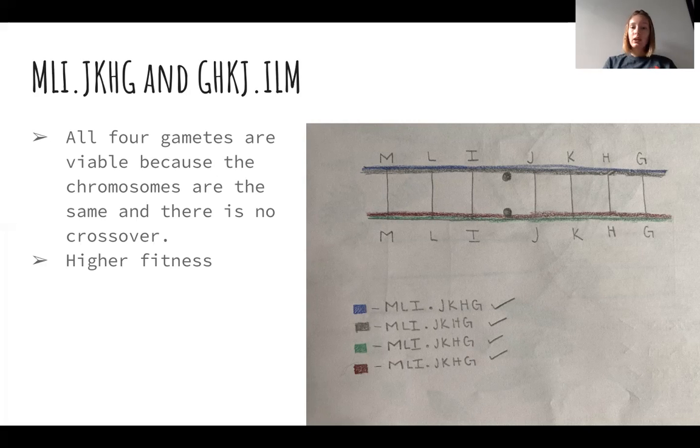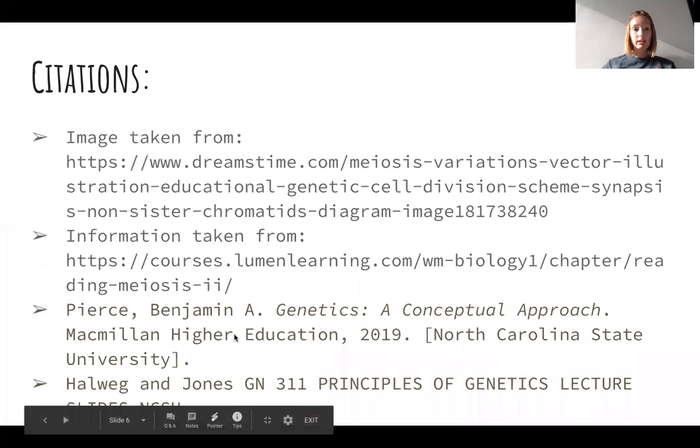So to get more matching, we flipped this chromosome and it shows that they're identical. So because they're identical, all 4 gametes are viable. There's no crossing over, and this means this individual has a higher level of fitness because all 4 gametes are viable. And here are my citations.